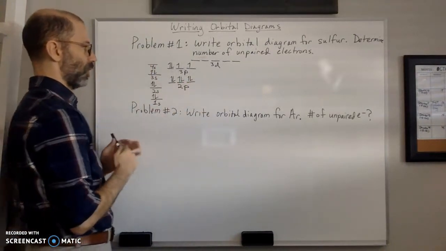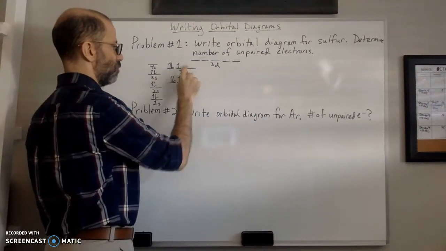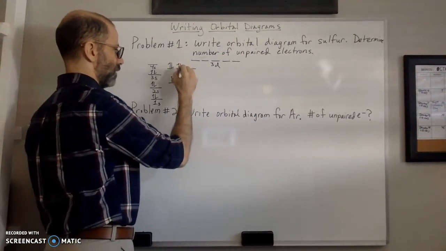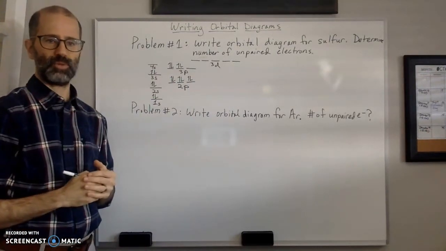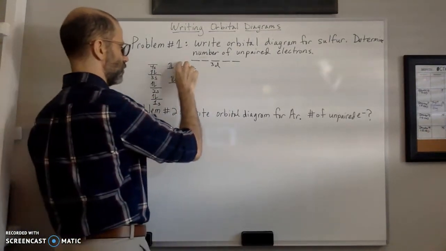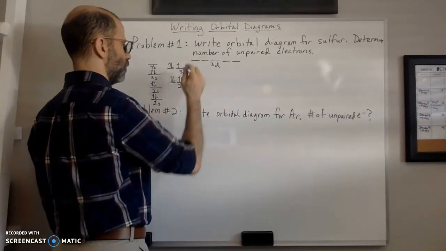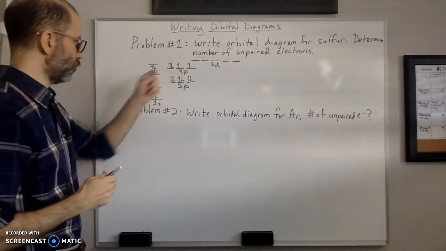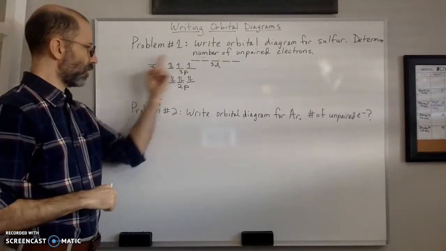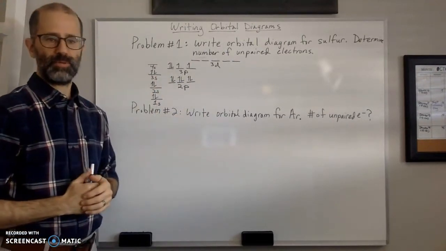Now, if you didn't follow Hund's rule, then you might have paired them like this, and then your answer would be no unpaired electrons, which would be false. So this is why it's very important to follow Hund's rule. Okay, so 2 unpaired electrons. So this is the orbital diagram for sulfur.